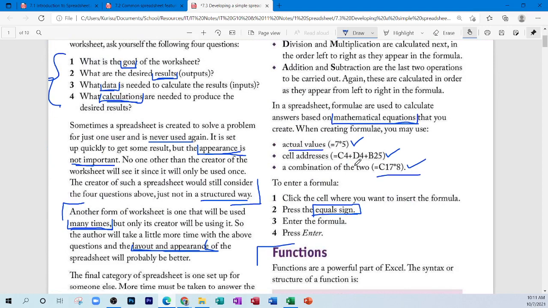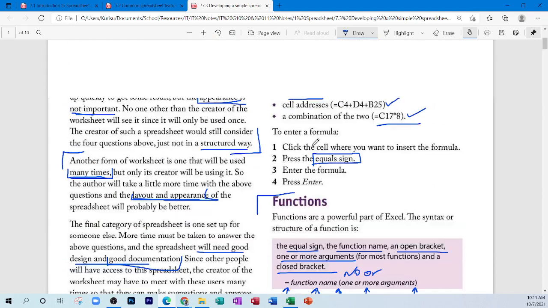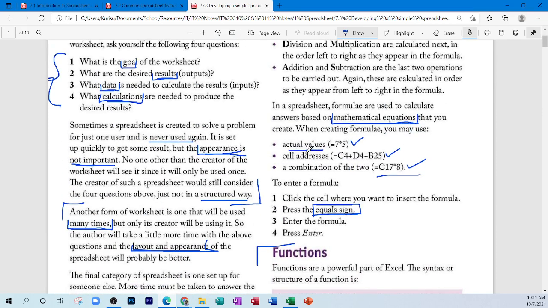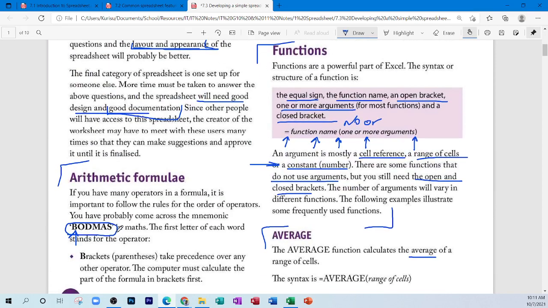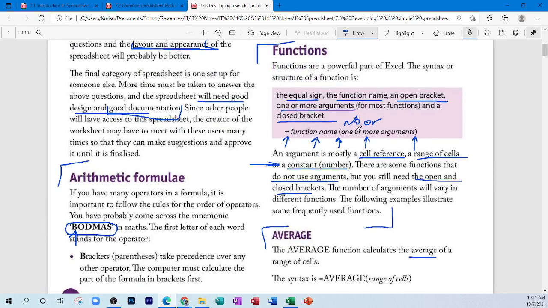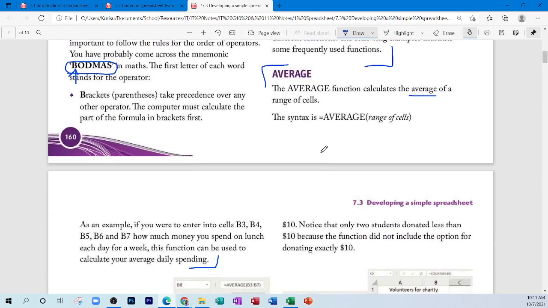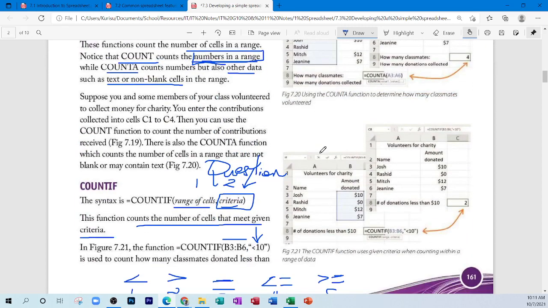Not in all situations are you going to be able to use a function. There are some cases where you will need to create your own formula, because there's not a function for every form of calculation. So you need to understand how formulas are created using that BODMAS system so that you can effectively create a formula. And then we started looking at what is a function, what is the basic structure of a function, and we looked at average, count, COUNTA, and COUNTIF.